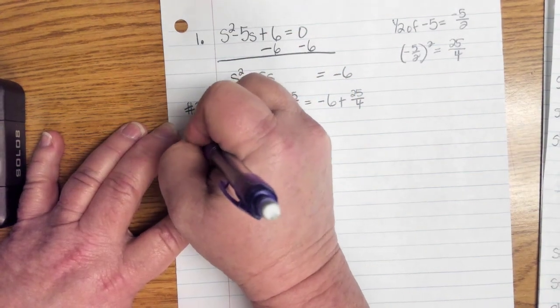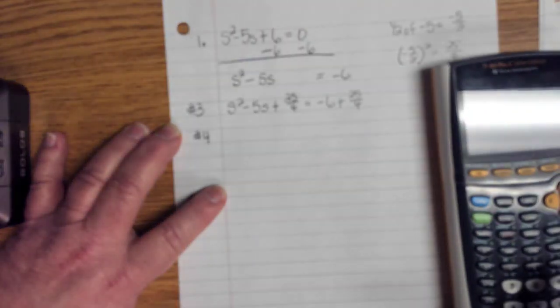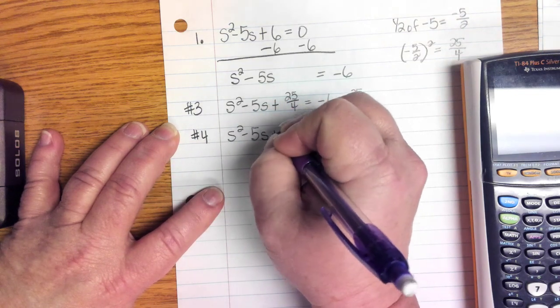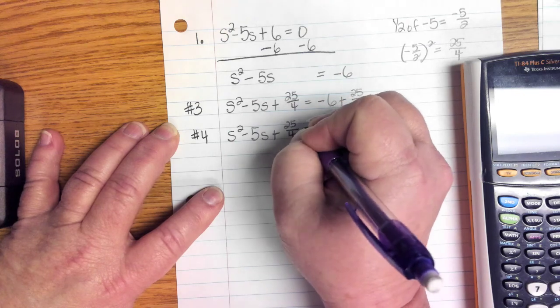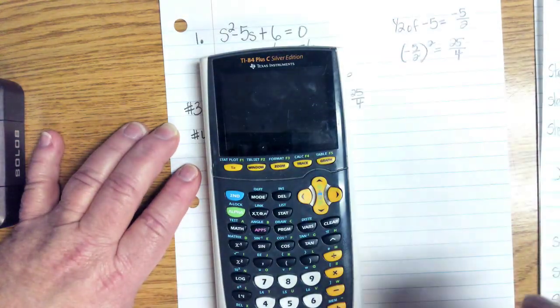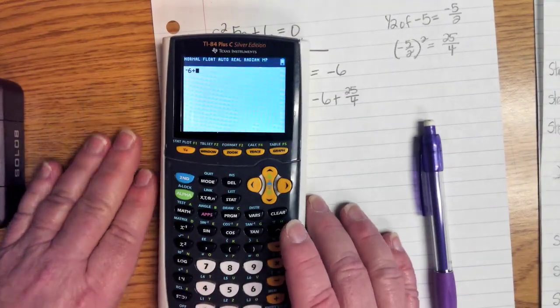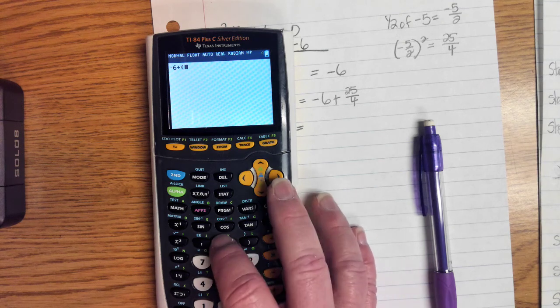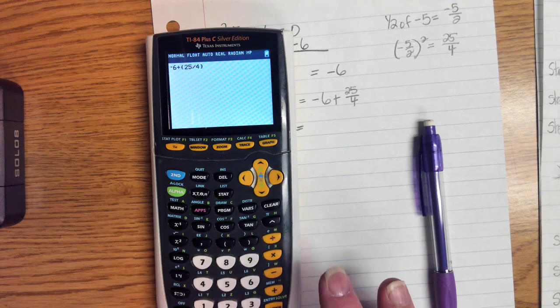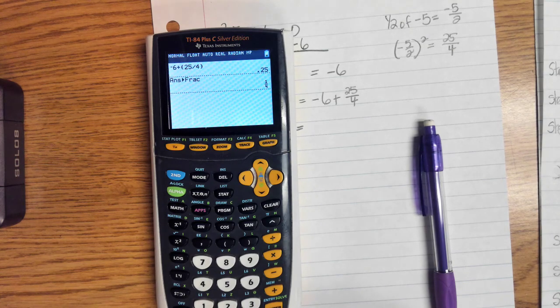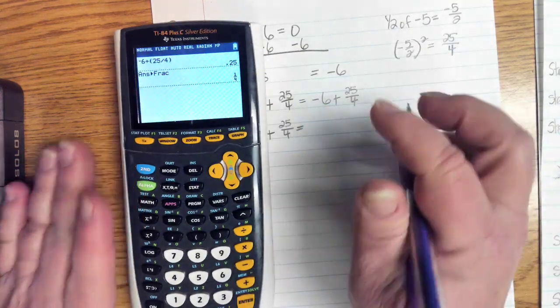So number 4, and if you notice, I'm leaving lots of nice pretty room. I'm going to do s squared minus 5s plus 25 over 4 is equal to, and in my calculator, I am going to put in negative 6 plus parentheses 25 divided by 4, hit enter. I'm going to keep it as a fraction. Math, enter, enter, and I get positive 1/4. So I'm going to write positive 1/4.